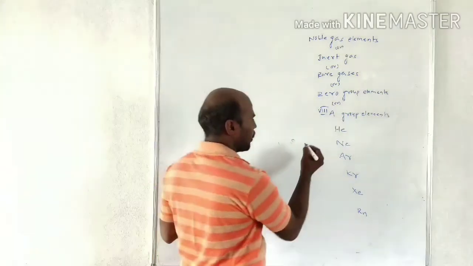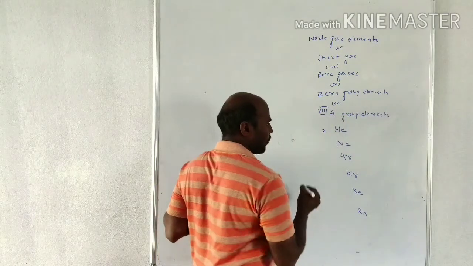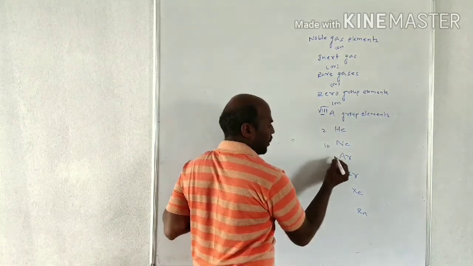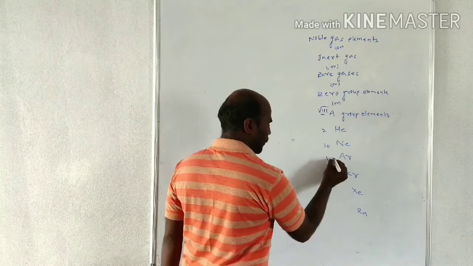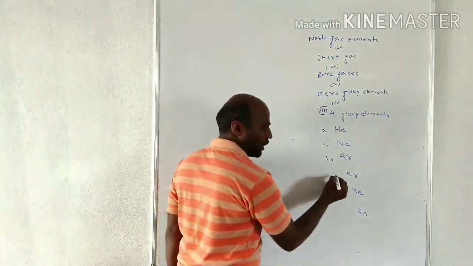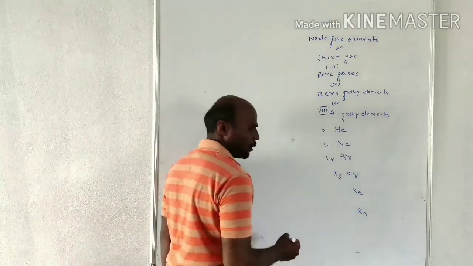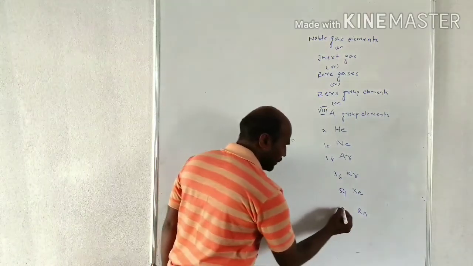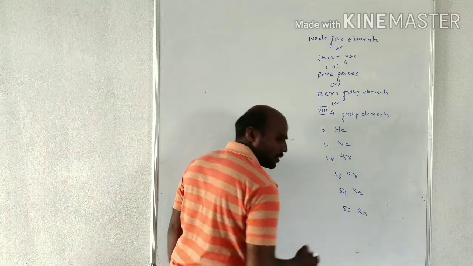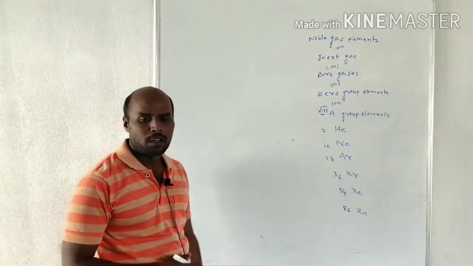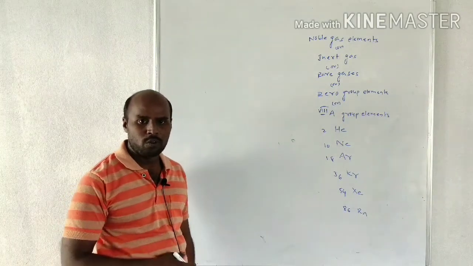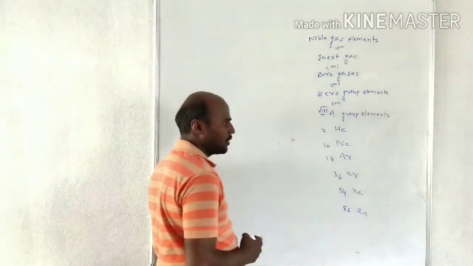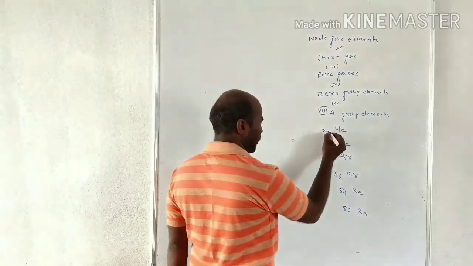So what is the atomic number of helium? 2, and the atomic number of neon is 10, atomic number of argon is 18, atomic number of krypton is 36, atomic number of xenon is 54, atomic number of radon is 86. Yesterday we discussed that the atomic number Z is equal to the number of electrons, equal to the number of protons. So how many electrons will be present in the helium atom? 2 electrons will be present.